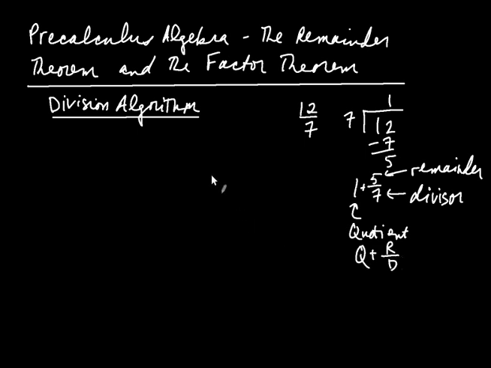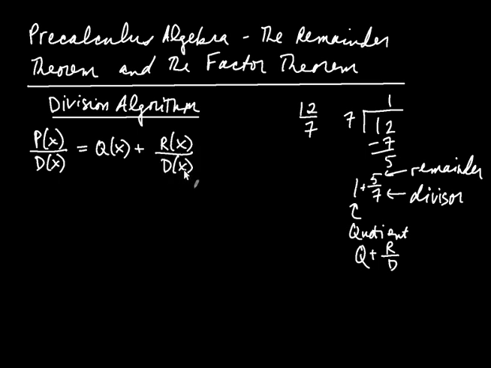And the same thing holds with polynomials. So if you want to take a polynomial p of x, for example, and divide it by another polynomial, call it d of x, and you can use synthetic or long division, you're going to get a quotient plus a remainder over divisor. So your answer is going to be a quotient polynomial plus some remainder polynomial divided by the divisor polynomial. And of course this polynomial is the same as that one.